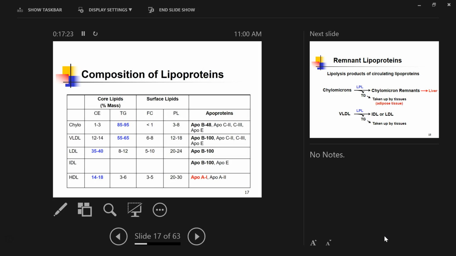So once you know the composition of core lipids, then you can probably easily understand the function of these different types of lipoproteins. Chylomicron and VLDL mainly transport triglyceride, to help with triglyceride transportation. And LDL and HDL basically deal with cholesterol transport and metabolism.